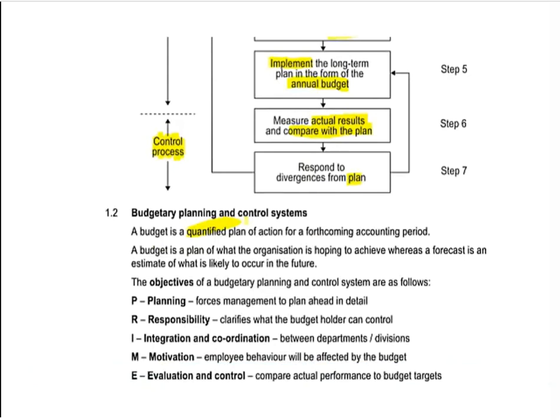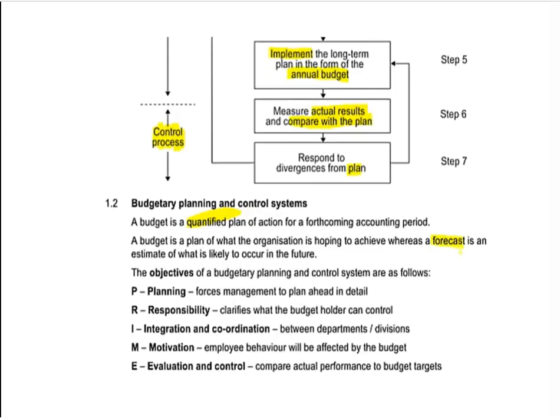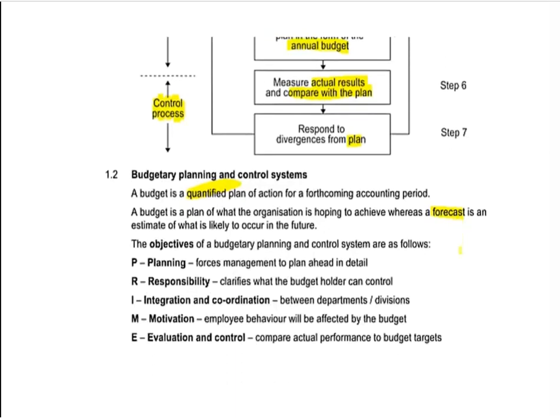So it's what we're trying to achieve, and that's compared to a forecast, which is what we think might be achieved. And through those 7 stages then of the planning and control cycle, we're trying to fulfill 5 different objectives. And you can remember those using PRIME. So we're trying to plan.